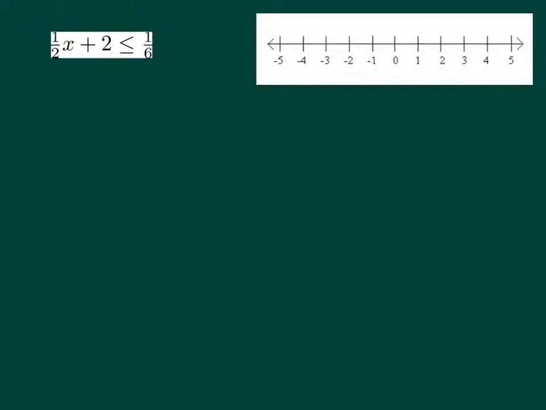Okay, so to solve the inequality, the first thing you're going to do here is, if you look here, you have a 2 right there. So that 2 you need to get rid of first. So what I'm going to do is subtract that from both sides, because what I do on one side, I have to do on the other.